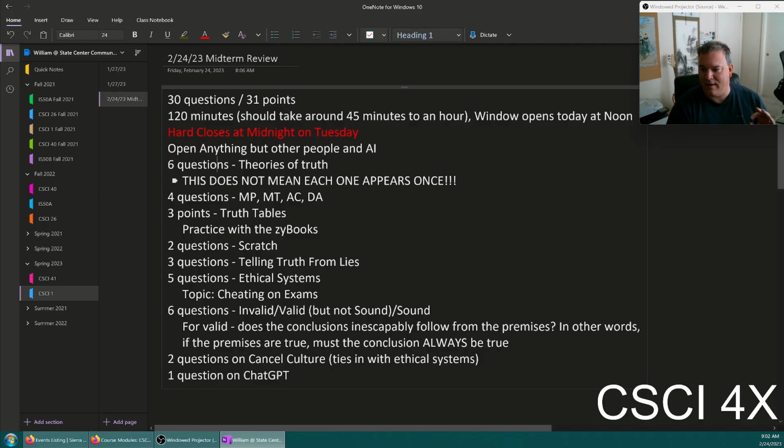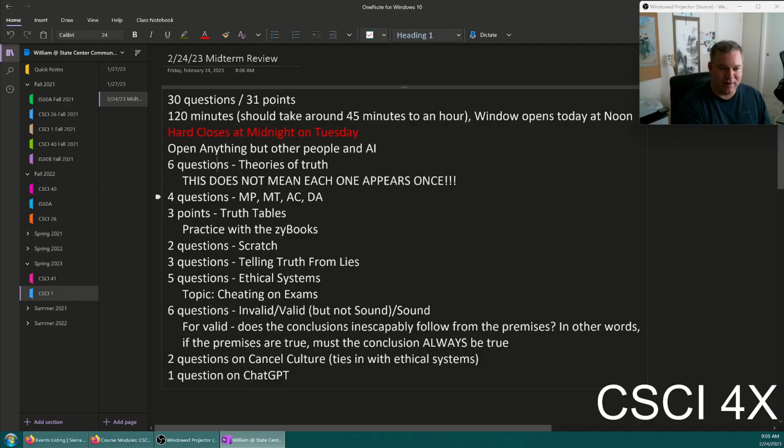Then pragmatic, Marxist, and deflationary. Just because there are 6 questions and 6 theories of truth does not mean there's one of each. If I was doing matching, then it would probably be one of each. But these are 6 multiple choice questions, so it does not mean each one appears once. In the past I've had all 6 questions be about the pragmatic theory. So be aware.